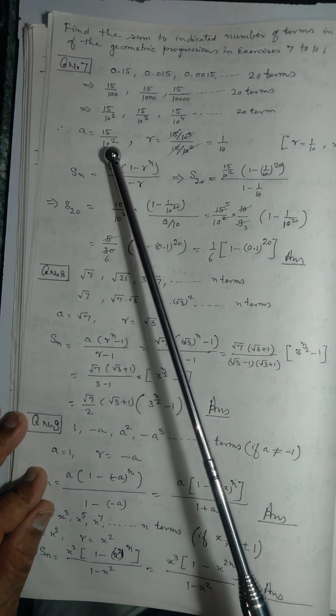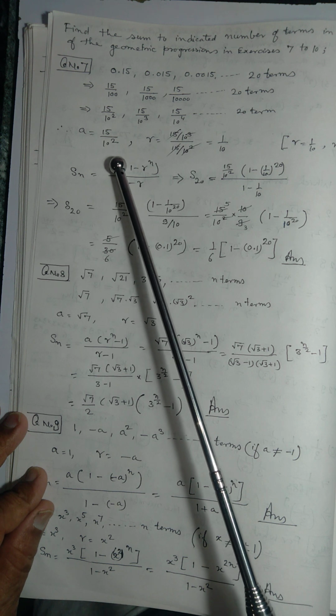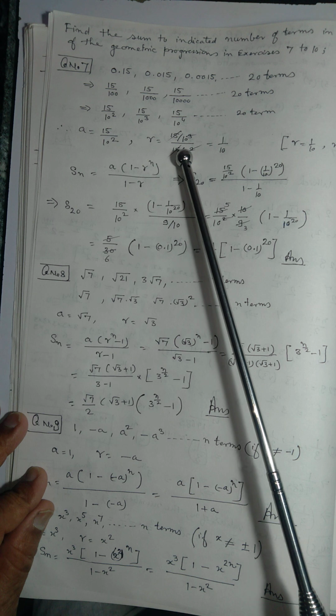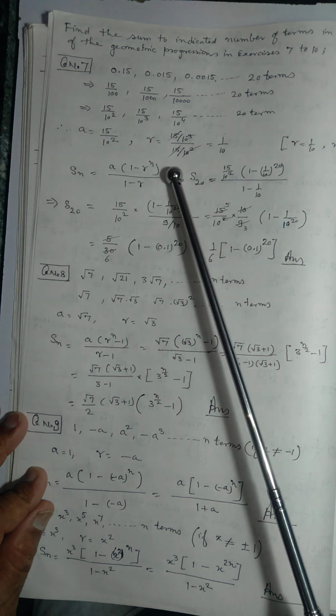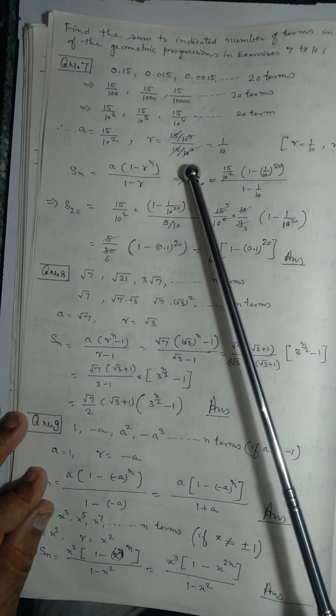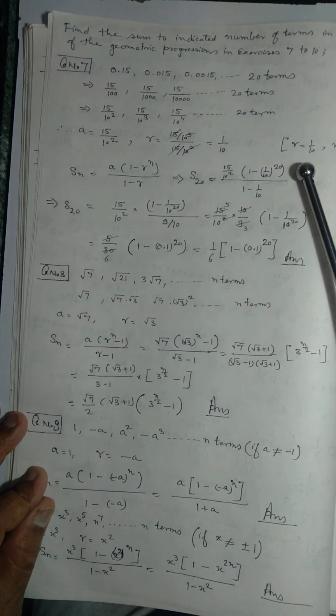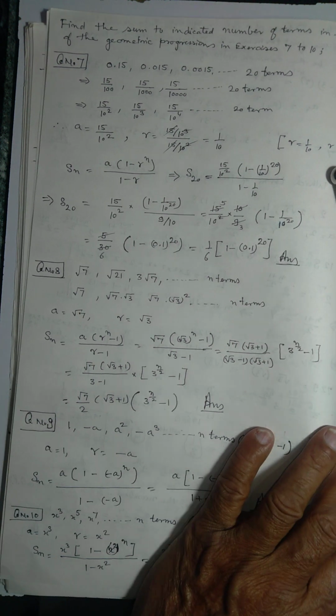So here A is 15 upon 10 square. The common ratio will be equal to 15 upon 10 cube divided by 15 upon 10 square, and it will be equal to 1 by 10. So R, means common ratio, is 1 by 10, and it will be less than 1.